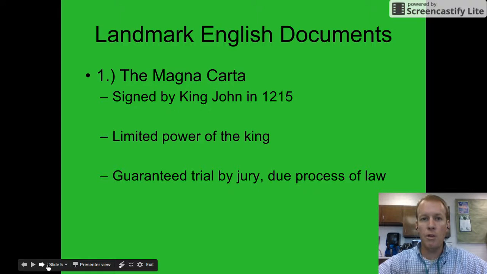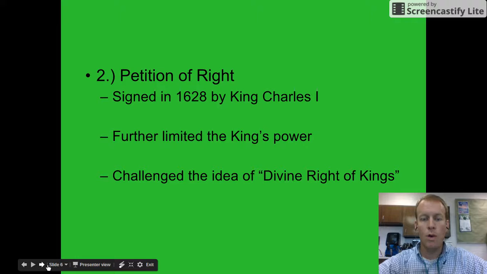There is, by the way, one of the original copies of the Magna Carta on display in the Hall of Documents in Washington, D.C. We also have the Petition of Right of Man and Citizen. This was in 1628, signed by King Charles I. This was a further limit on the king's power. It further challenged the divine right of kings. What we see is an expansion of the rights of the common man. This challenged the idea that kings and queens were all powerful, and that the government did not have to obey the laws that everyone else has. This was a further step toward freedom.